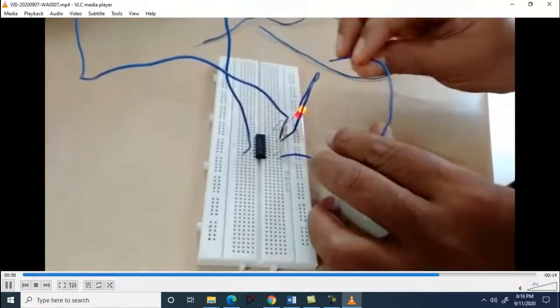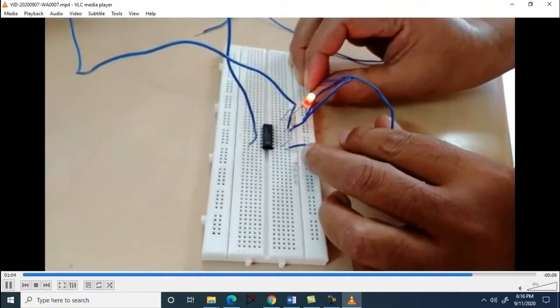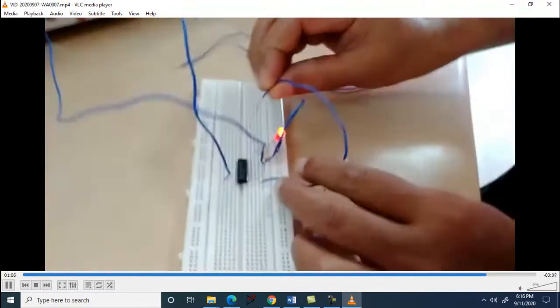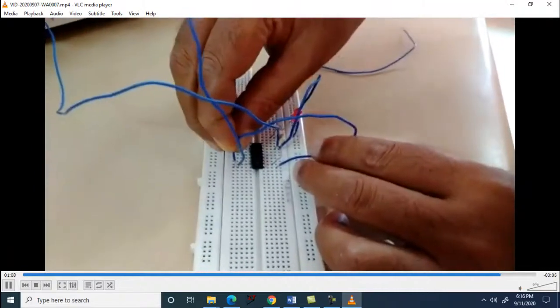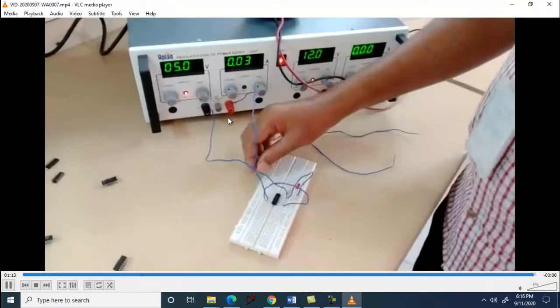First ground. If we give 0, it has to blink. It is given 0, it is blinking. Then give 1. When you give 1, the output is 0, it's not blinking. This is for the NOT gate.